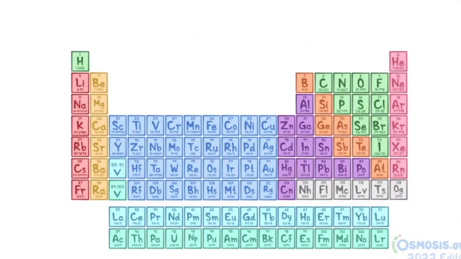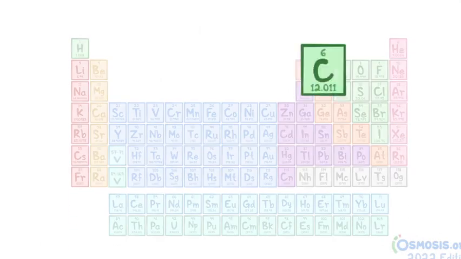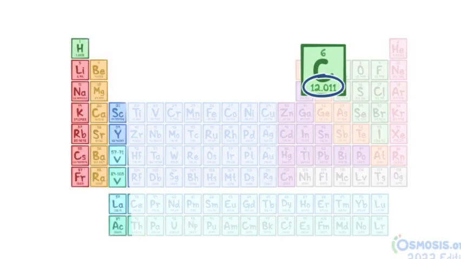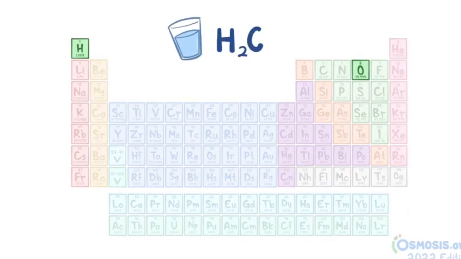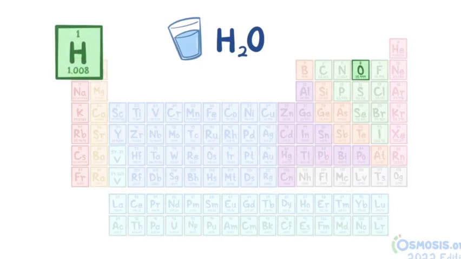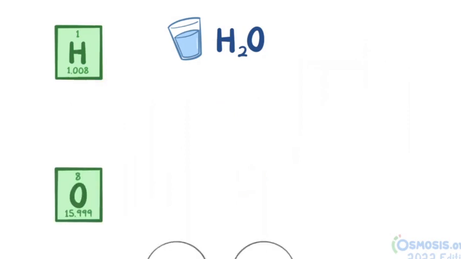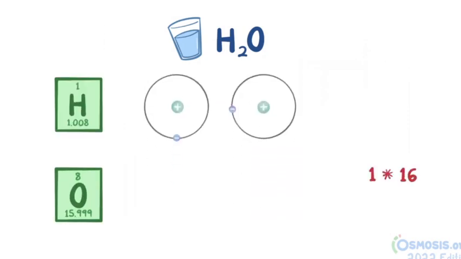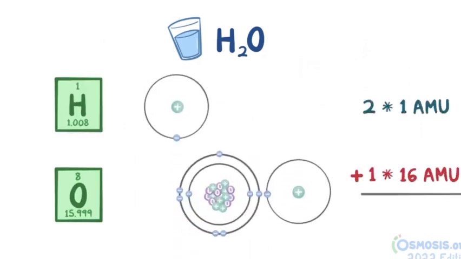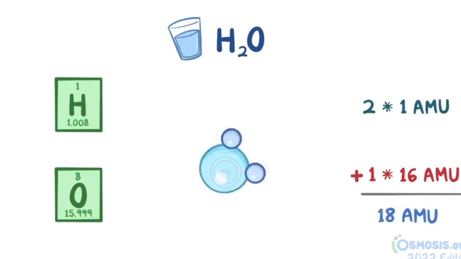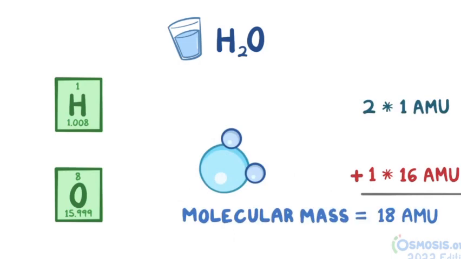Since the atomic weight is on the periodic table, you can use it to find the masses of molecules. For example, H2O consists of 2 hydrogen atoms, which each have a mass of 1 AMU according to the periodic table. One oxygen atom has a mass of about 16 AMU. So 1 times 16 plus 2 times 1 gives a total mass of 18 AMU for one water molecule. We can call this the molecular mass or the molecular weight.